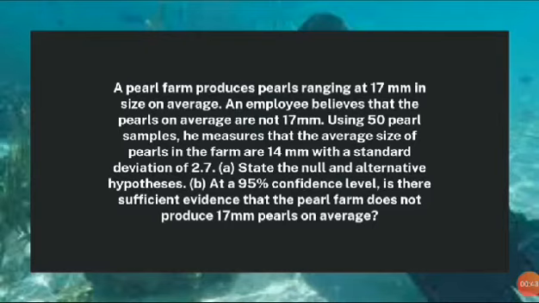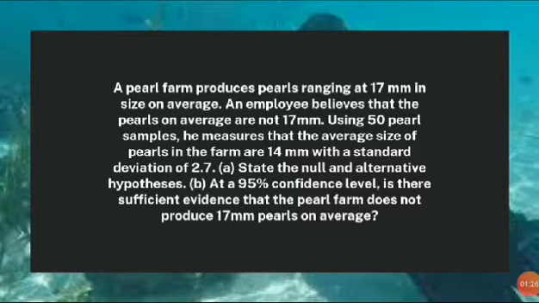So the problem is that a pearl farm produces pearls ranging at 17 millimeters in size on average. An employee believes, however, that the pearls on average are not 17 millimeters. Using 50 pearl samples, he measures that the average size of pearls in the farm is 14 millimeters, with a standard deviation of 2.7. A. State the null and alternative hypothesis. B. At a 95% confidence level, is there sufficient evidence that the pearl farm does not produce 17 millimeter pearls on average? So how do we solve this kind of problem?